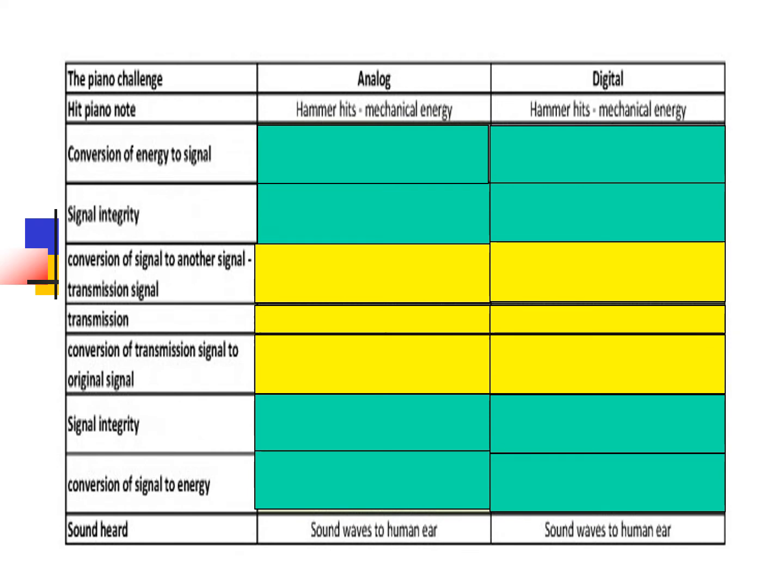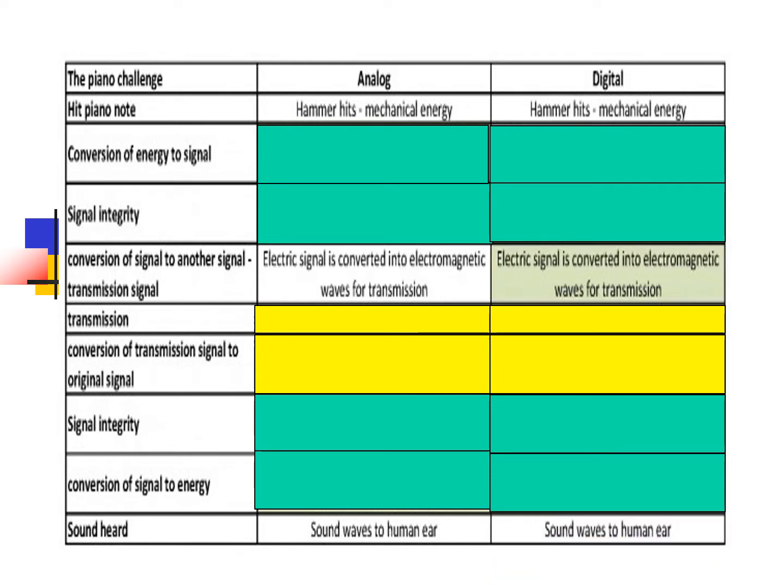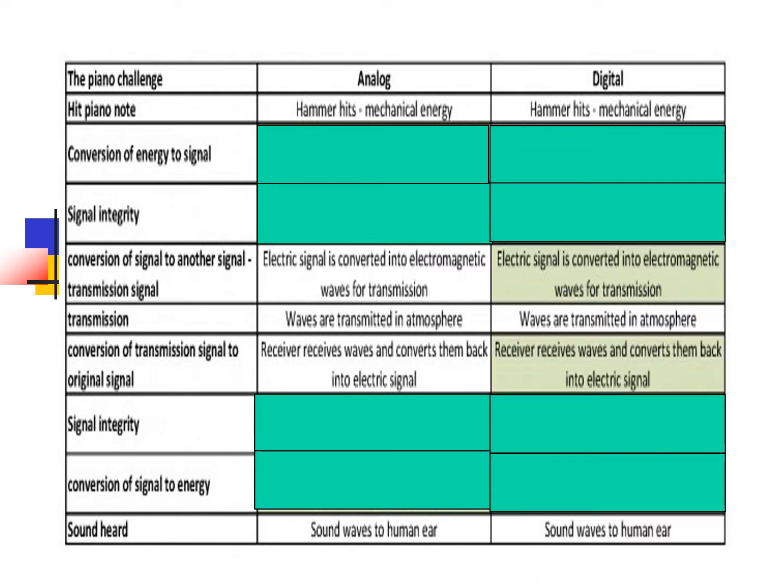For instance, if the source is a piano note, the hammer hits the keyboard and sound is produced. For both signals, electric signal is converted into electromagnetic waves for transmission. These waves are transmitted in the atmosphere. The receiver receives the waves and converts them back into electric signal.